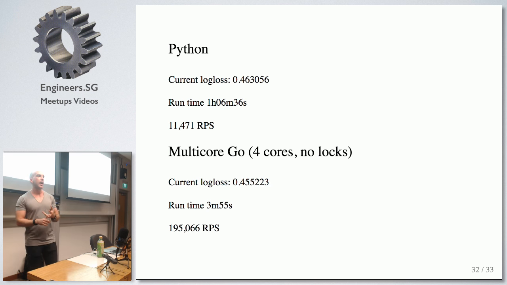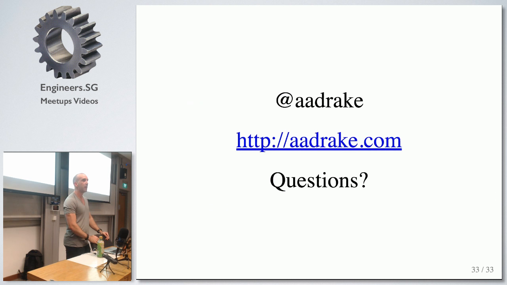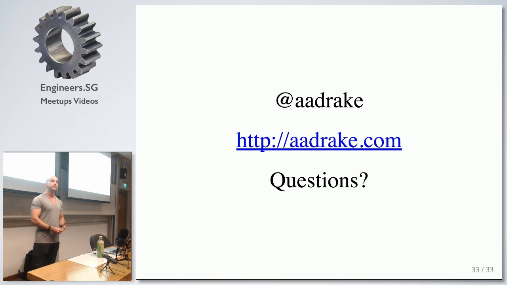I see people doing this too on Kaggle. Like, I spent $2,000 last month on Amazon. What? Wow. Why? 200,000 per second on my old MacBook. So you don't need all that. You can get by just fine on a small machine, processing as much data as you want. I'm happy to take any other questions you have.